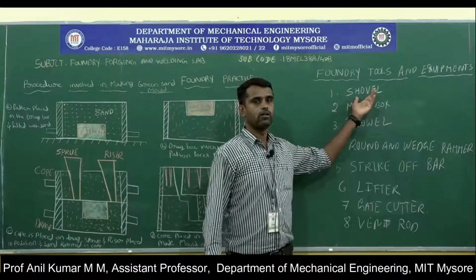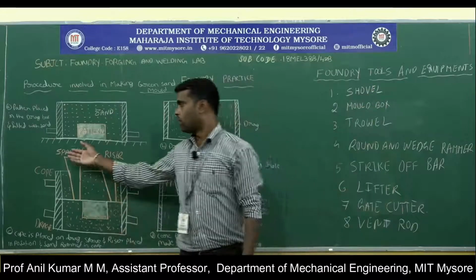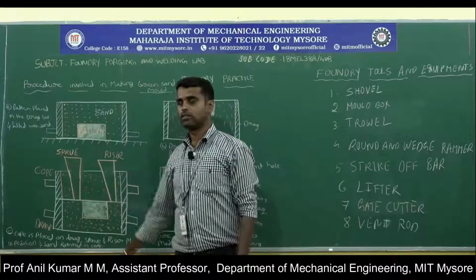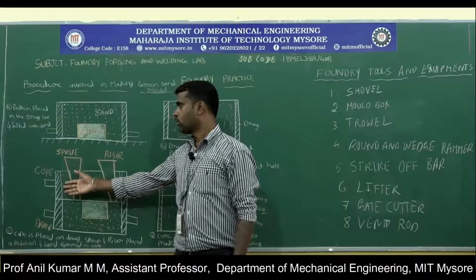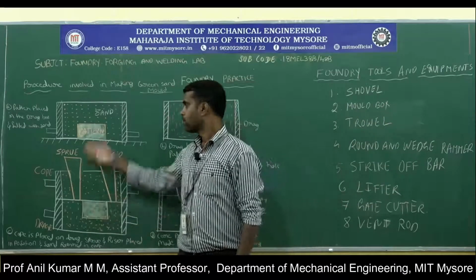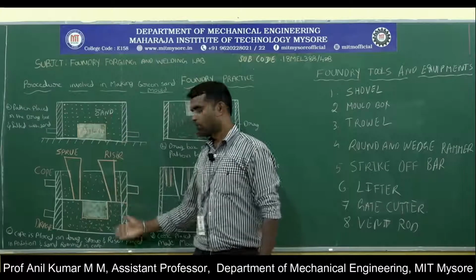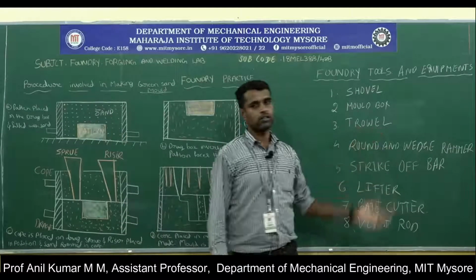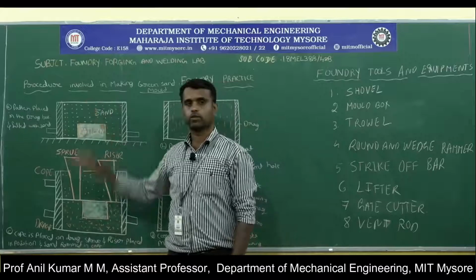One is the shovel. The shovel is used for mixing and reconditioning of the sand and to transfer the sand from a container to the mold box. The mold box is used to prepare the mold. The upper part we call the cope and the lower part we call the drag. And the trowel is a finishing tool for finishing the top surface of the mold.